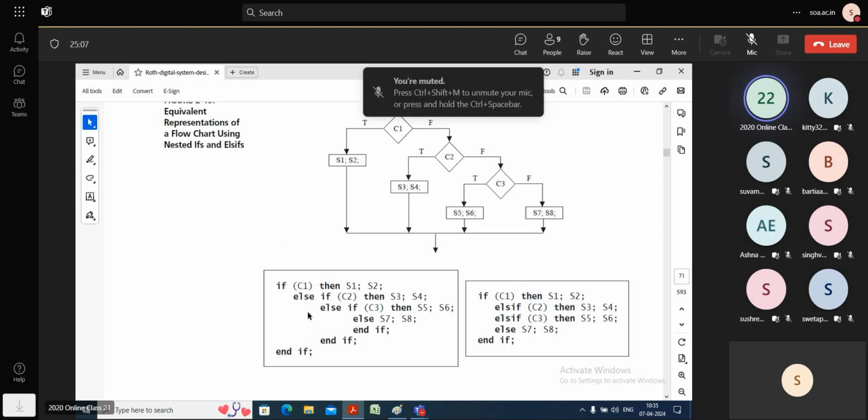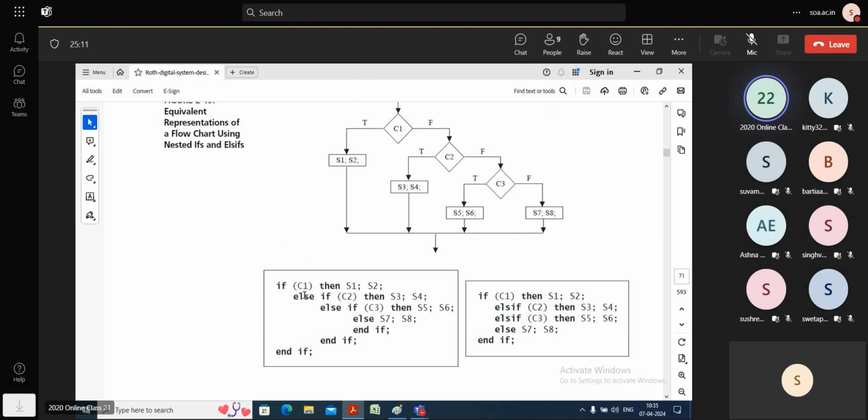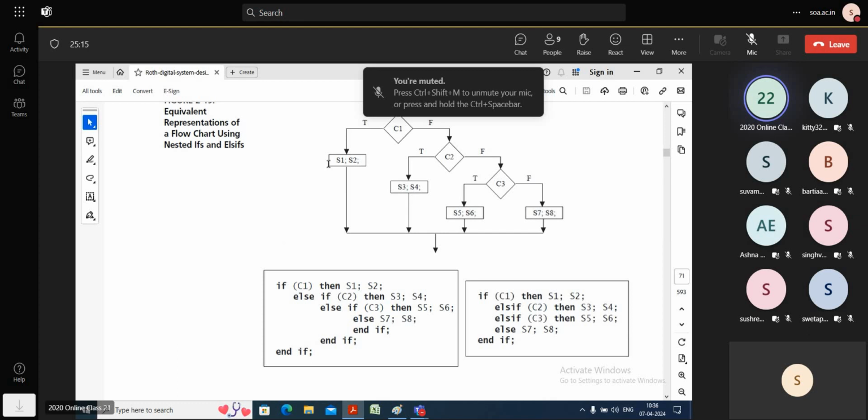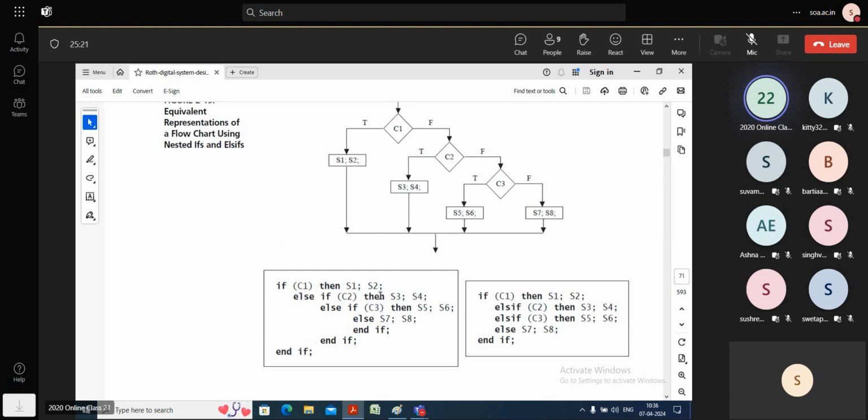So you can see that this is by using nested if. If C1, then you have to write the then keyword, then S1 semicolon. This is a statement, so that will end with a semicolon. Then S2 is another statement that will end with a semicolon. Then else if, this is the nested if. So you are writing else if, checking the condition C2.